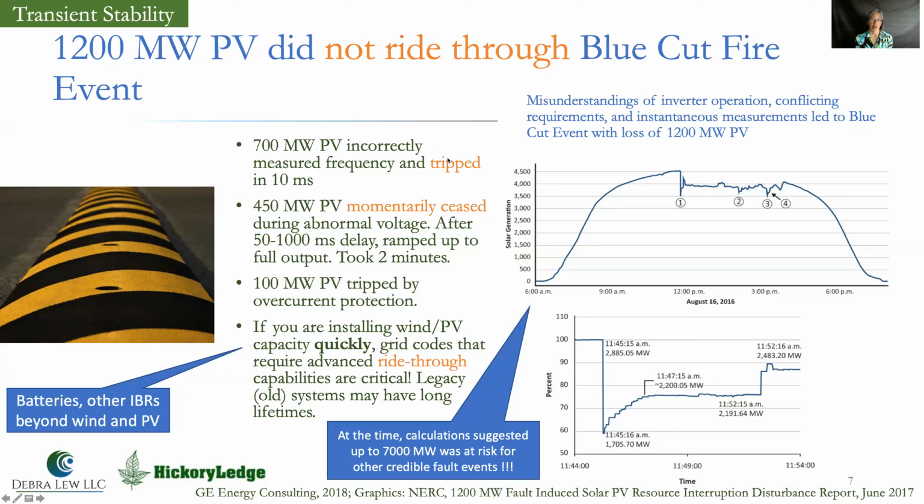But you'll recall that the frequency design basis in Western Interconnection is 2750 megawatts, right? Loss of 2 Palo Verde units. This is almost half of that. So this is a significant loss of generation.